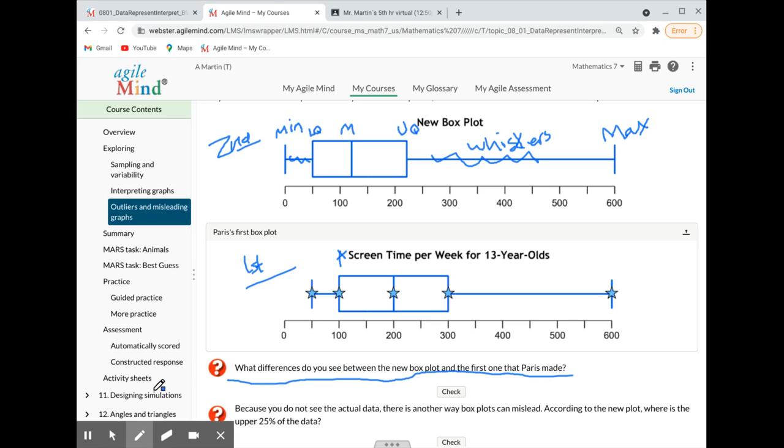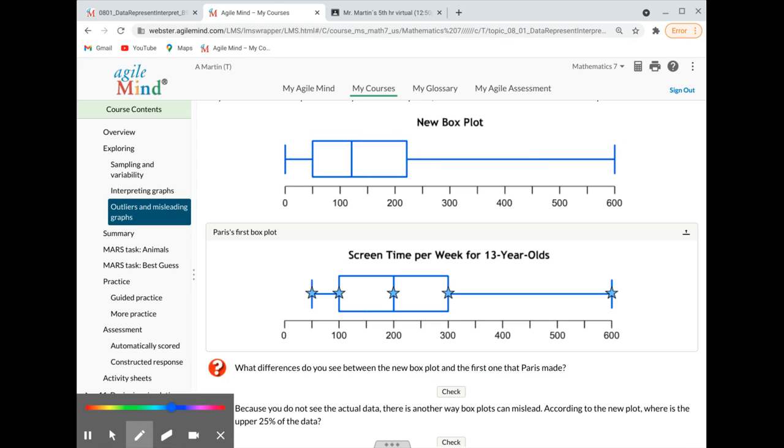According to the new plot, where is the upper 25% of the data? Where's the upper 25% of the data? Devin's got his hand up. Go ahead, Devin. Between the upper quartile and the maximum? Correct. And so that would be from here to here. So that's from what number to what number? About 250 to 600. All right. So I'm going to say 220 to 600. And the reason I say that is because that's 250 there. But I see what you're saying. It's about.